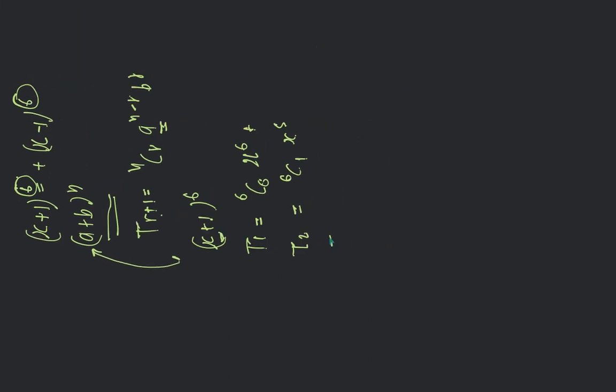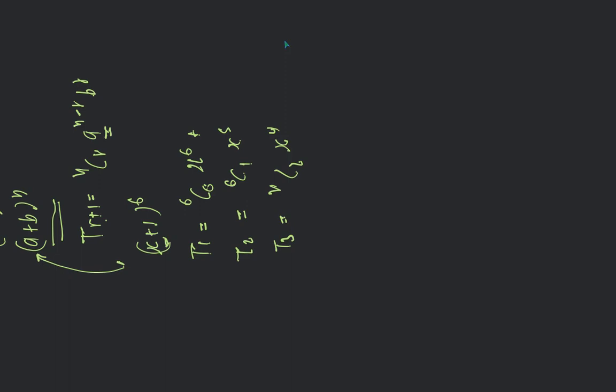Now talking about the third term. How can we get the third term? In place of r, put 2. So we get 6C2 into x to the power 4 into 1 to the power 2, which is again 1. There's no need to write 1 again, because if you multiply any number by 1, we get the same number. So there's no need to write 1 to the power 2. Let's remove it.